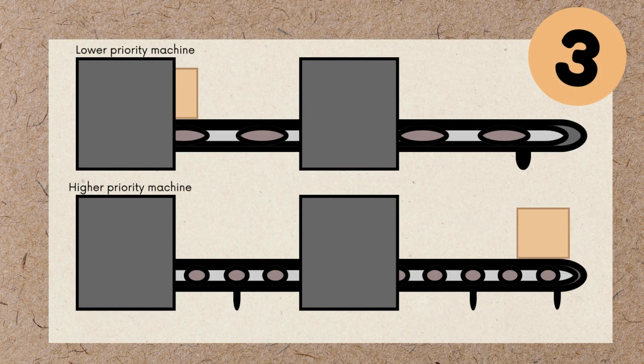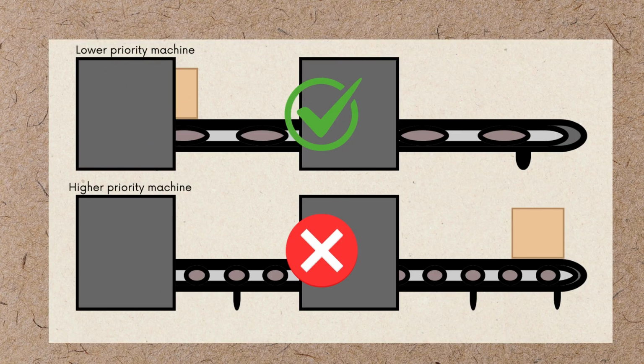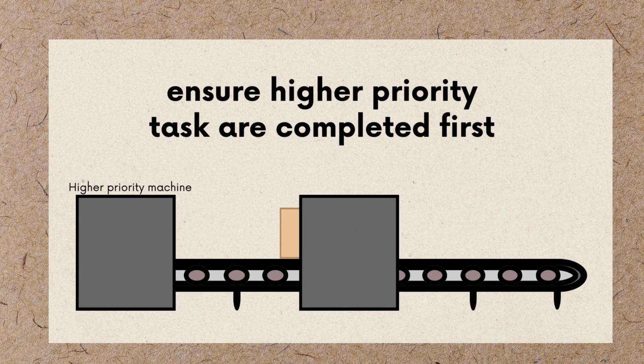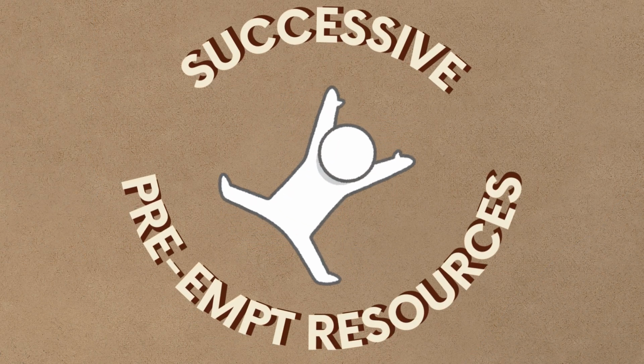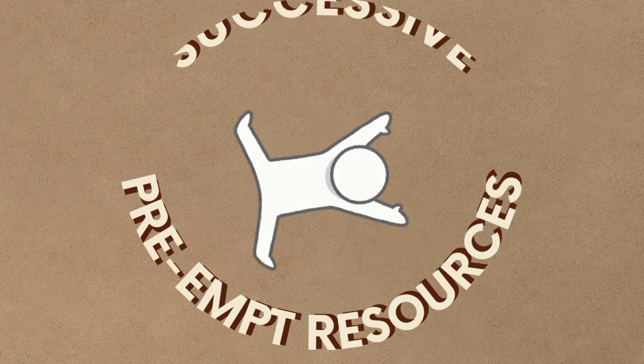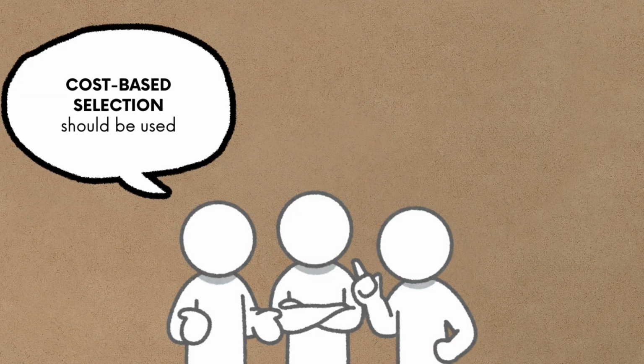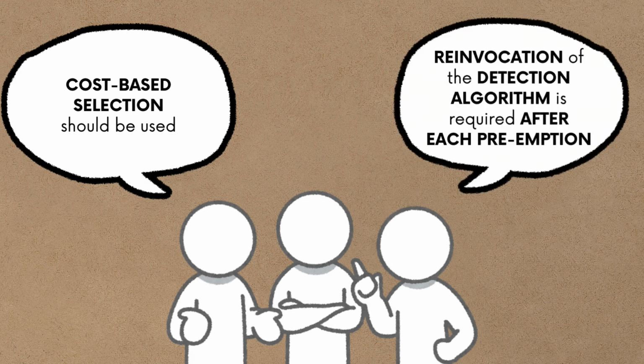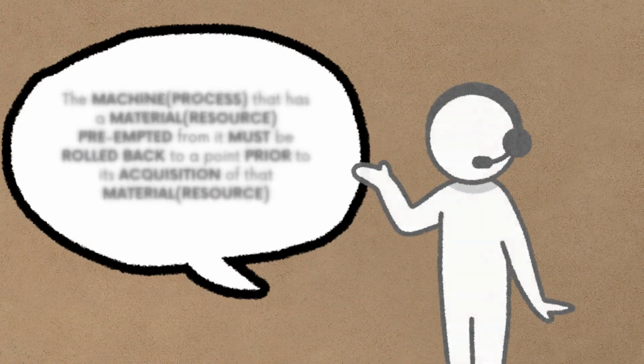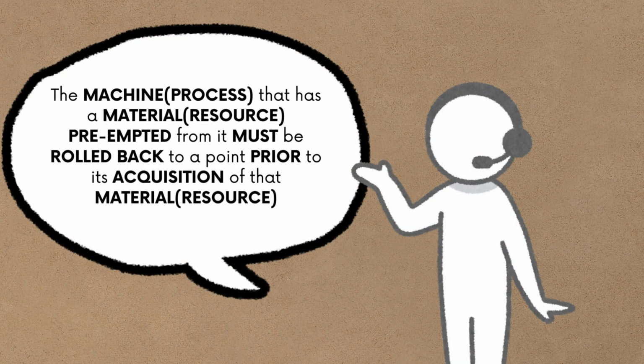Then, the third criterion is lowest priority. Machines with the lowest priority might be chosen for termination or preemption to ensure that higher priority tasks are completed first. The last strategy is to successively preempt material until deadlock no longer exists. As mentioned just now, a cost-based selection criterion should be used and re-invocation of the detection algorithm is required after each preemption. A machine that has had material preempted from it must be rolled back to a point prior to its acquisition of the material.